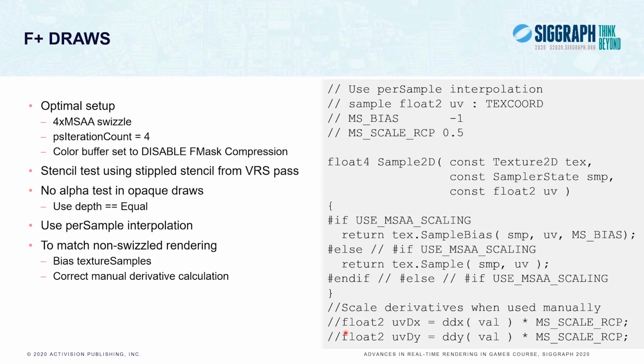So if there's any place in your pixel shader code where you're using the results of ddx or ddy, you have to remember to basically multiply them by half in this particular setup of 4x MSAA swizzling.